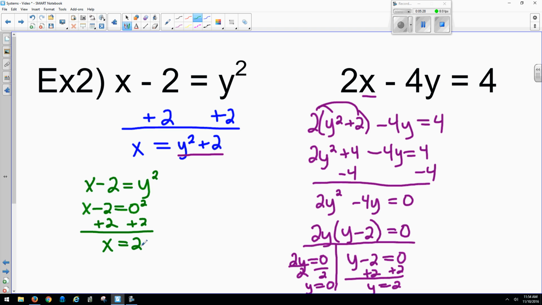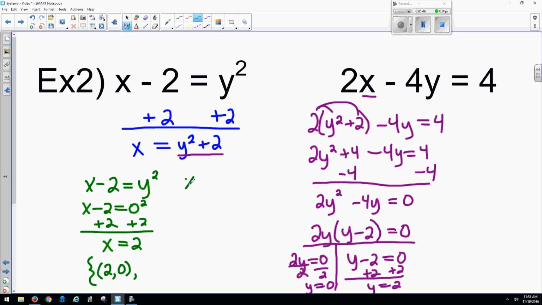And x equals 2. Really important to note when you're putting this together as an ordered pair, what y value you were doing it with. So this one along with the y value of 0. So the first ordered pair for the solution is 2, 0.